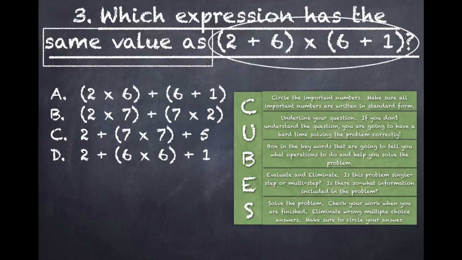So part of CUBES says to make sure all important numbers are written in standard form. If we want to know the value of this, you're going to have to solve for that first. We can't determine which of our choices has the same value if we don't know the value of the original expression. Okay, same value I've boxed in. You may have thought that we should box in which expression is something that I hear from you guys, so you could have done that, but for my video I just did same value as.